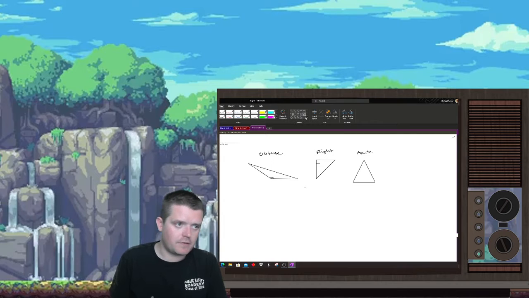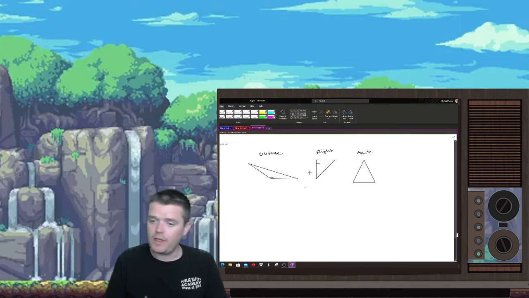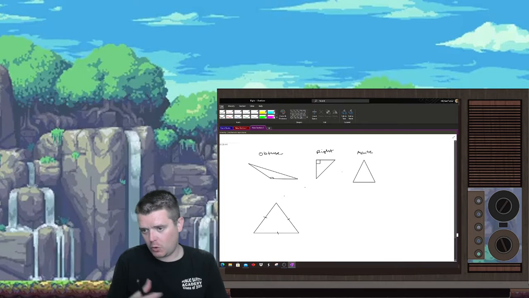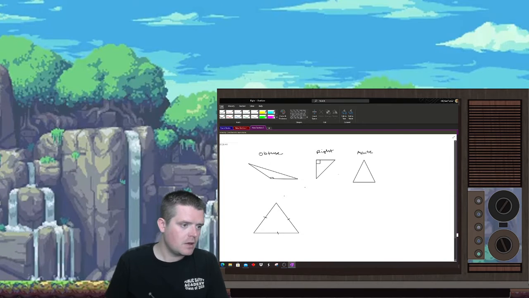The other way to classify triangles is based on the sides. So the first is an equilateral triangle, and again, bear with me because we're doing this all on the computer. It's not necessarily drawn to scale. But if all the sides are congruent, and you could notate that by showing the congruency symbols, then that is an equilateral triangle.